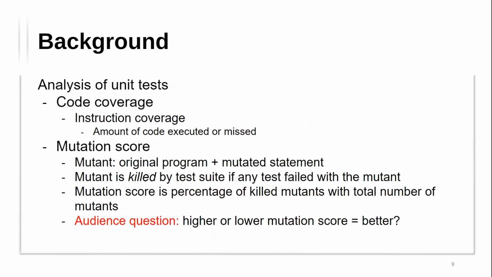So the authors use two metrics to evaluate unit test quality: code coverage and mutation score. Code coverage I'm sure most people are familiar with. In this case, they use instruction coverage, which is just the amount of code executed by the test suite. And now we talk about mutation score, which is probably the more foreign one. The idea is that we have this thing called a mutant, which is the original program, the software under test, with an additional mutator statement inside. So we change the statement using a mutation operator. Maybe we convert a plus sign to a minus sign.